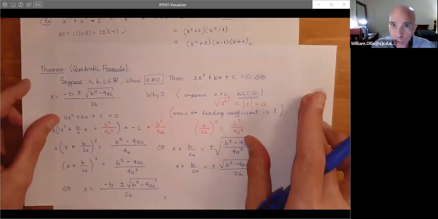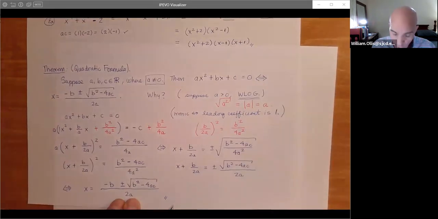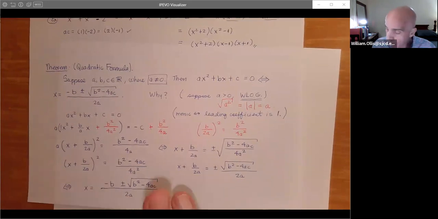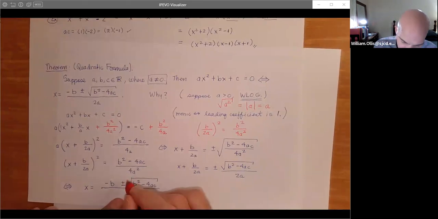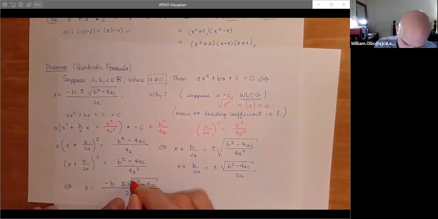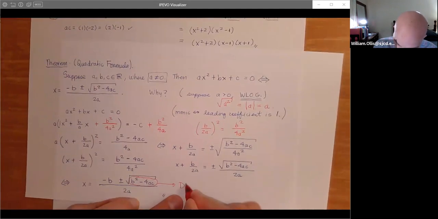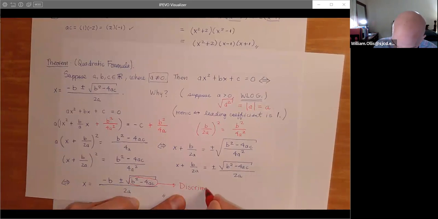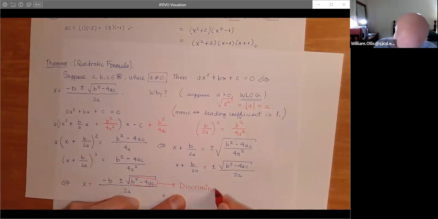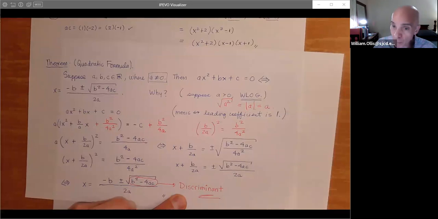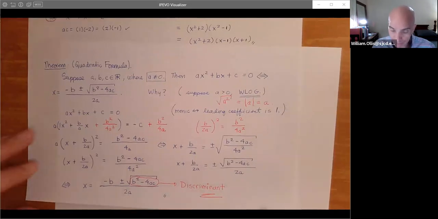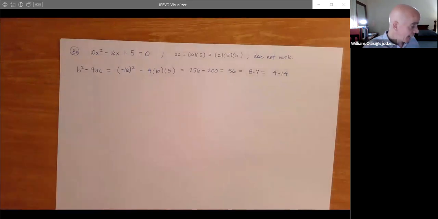Remember, when we use the quadratic formula, like I said before, this is the formula. But instead of just throwing everything into the formula, go ahead and look at the discriminant first, right here. And just go ahead and give that a name, discriminant. Okay, and I'll say more about that. So that's exactly what we're looking at here.